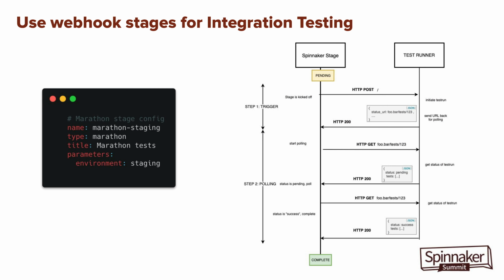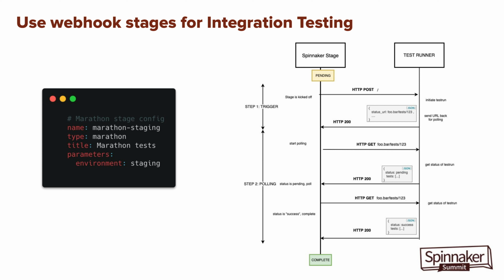Another example that we have is we use webhook stages for integration testing. We use both the HTTP webhook stage, and we also have a custom IDL webhook stage. So basically what we tell integration test framework developers at Airbnb is, hey, this is how Spinnaker does webhook. It's going to call your endpoint, and then it's going to poll it, watching for a certain status code.